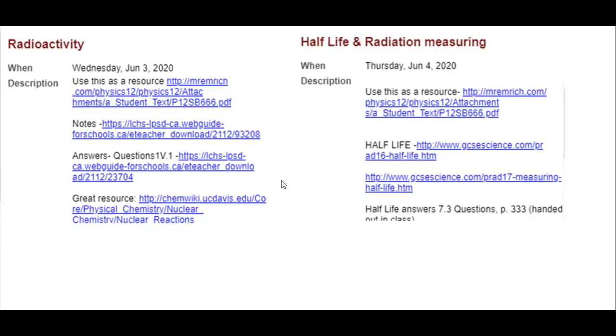Hello, today's video is going to be about some of the mathematics behind radioactivity and half-life. I'll try to keep it as brief as I can. I'm not going to go over a lot of the theory that sticks with this topic.